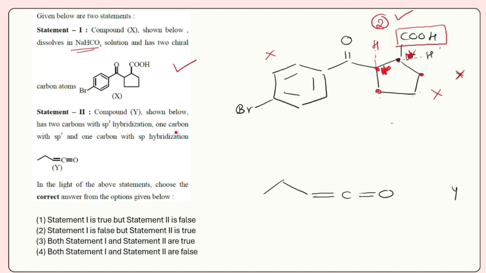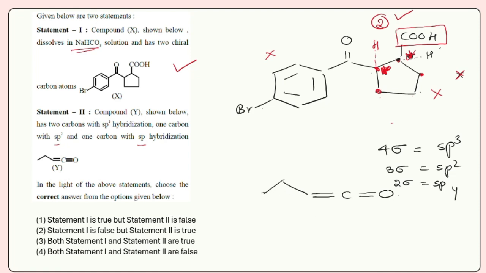Let's analyze statement 2. Compound Y, shown below, has 2 carbons with sp3 hybridization, 1 carbon with sp2, and 1 carbon with sp hybridization. So it's very easy to identify the hybridization depending on the number of sigma bonds. So remember, if there are 4 sigma bonds around the atom, it will be sp3. If there are 3 sigma bonds, then it is sp2. If there are 2 sigma bonds, then it is sp hybridized carbon.